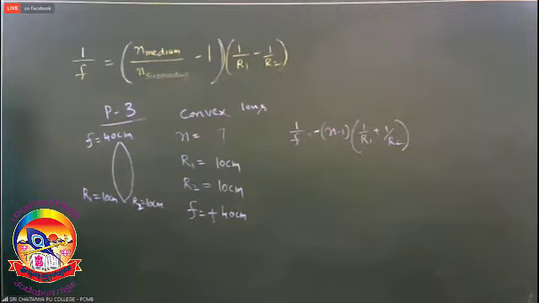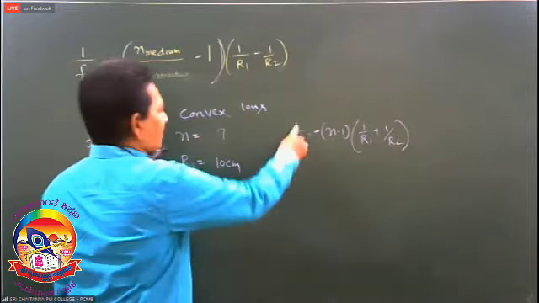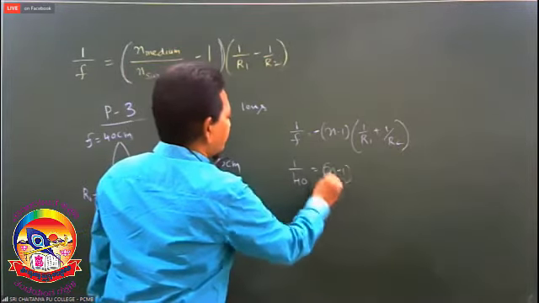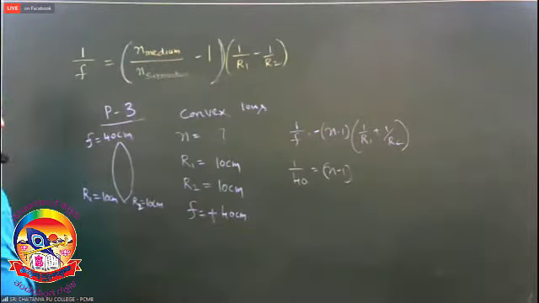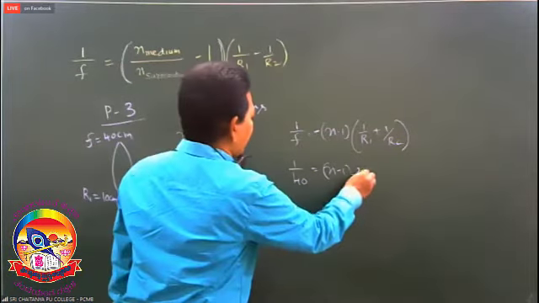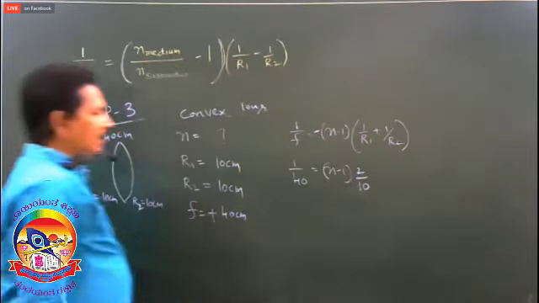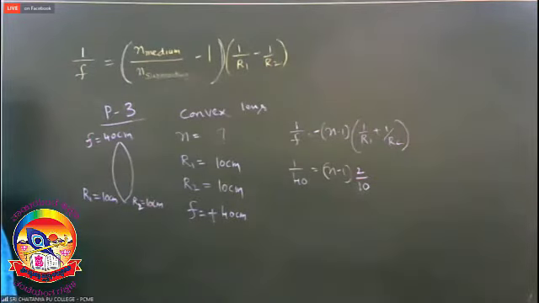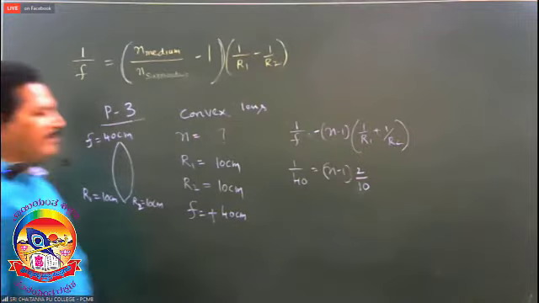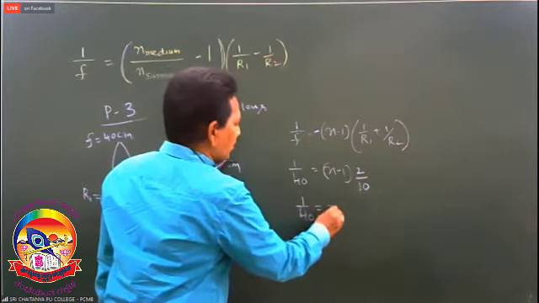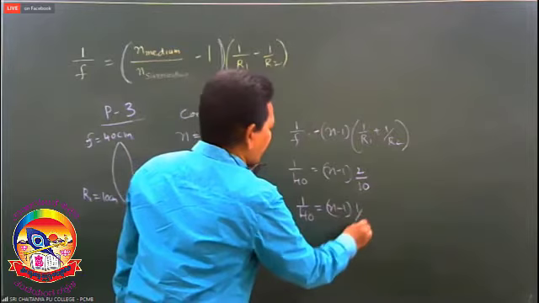Substitute in the formula and calculate the refractive index. 1 by F, 1 by 40, equals (N minus 1) into (1 by 10 plus 1 by 10). 1 by 10 plus 1 by 10 is equal to 2 by 10, because it is convex. 2 by 10 means 1 by 5. 1 by 40 is equal to (N minus 1) into 1 by 5.